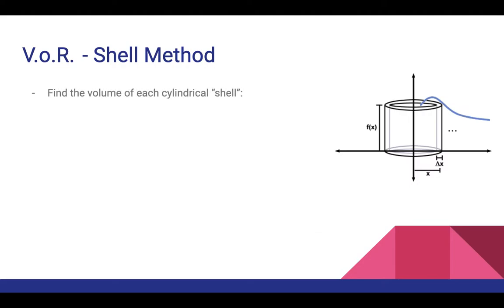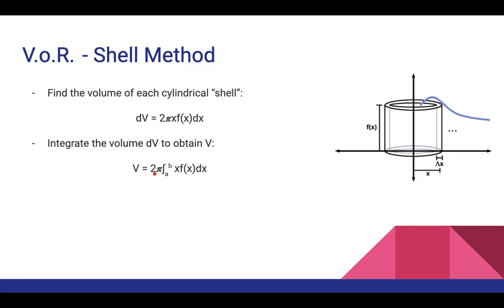Lastly, we get to the shell method. The idea is we find the volume of each cylindrical shell. The height is f of x, the thickness is dx, and the circumference is 2 pi times the radius, which is going to be x. If we have a lower function g of x, then our height is going to be f of x minus g of x. We integrate the volume dV to obtain V, so it's going to be 2 pi times the integral from a to b of x times f of x minus g of x.